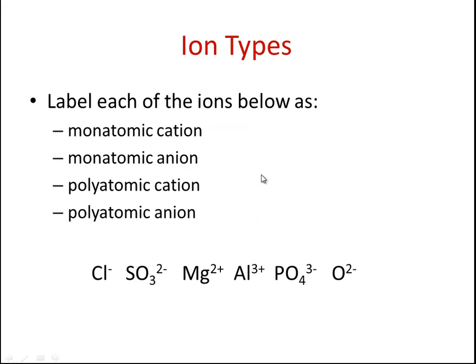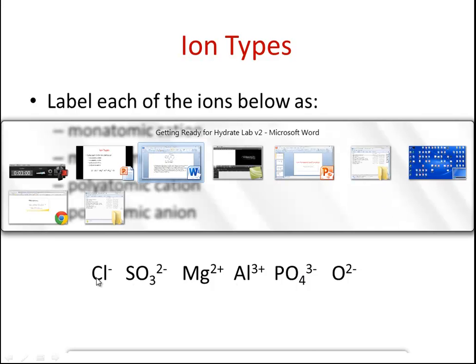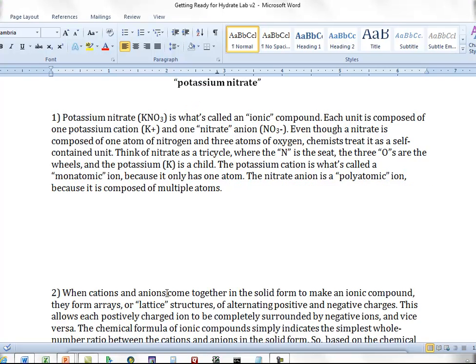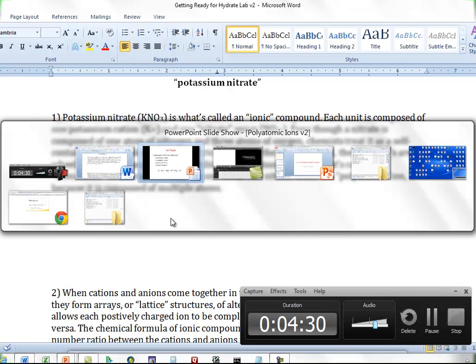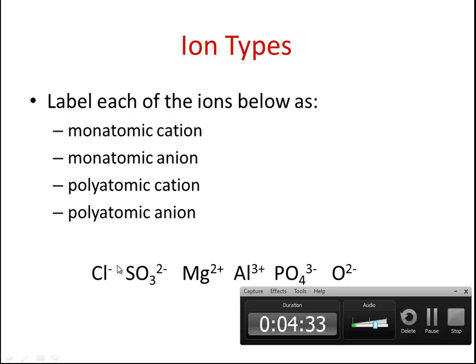Now what I'd like you to do is look at each of these 6 ions and write them down on your paper. In the space below paragraph number 1, copy these down and then label them as either monatomic cation, monatomic anion, polyatomic cation, or polyatomic anion. Go right ahead.